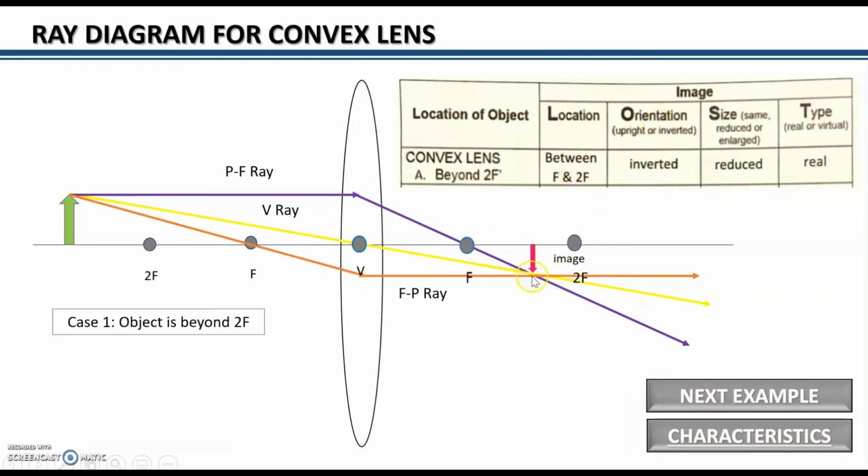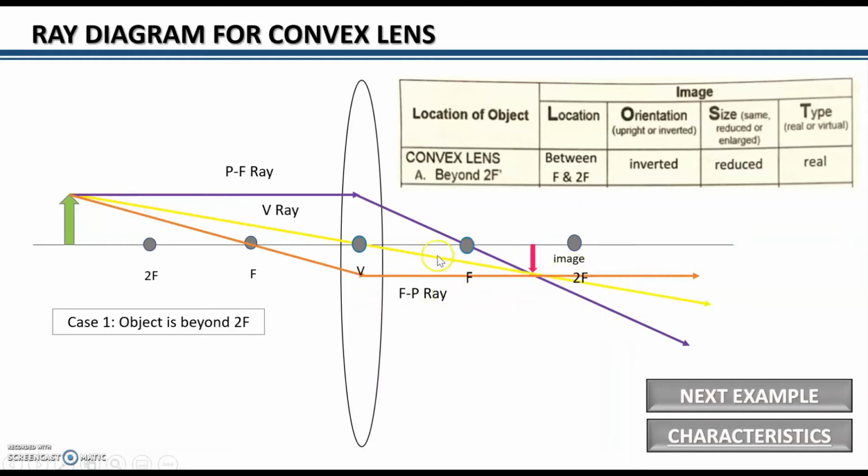Orientation is inverted. Why inverted? Because the intersection happens below the principal axis. What I mean is the three light rays meet somewhere here just below the principal axis. So it's an inverted image. The size of the image compared to the size of the object is reduced or smaller. And then the type of image is real. So this is a real image formed by this convex lens.